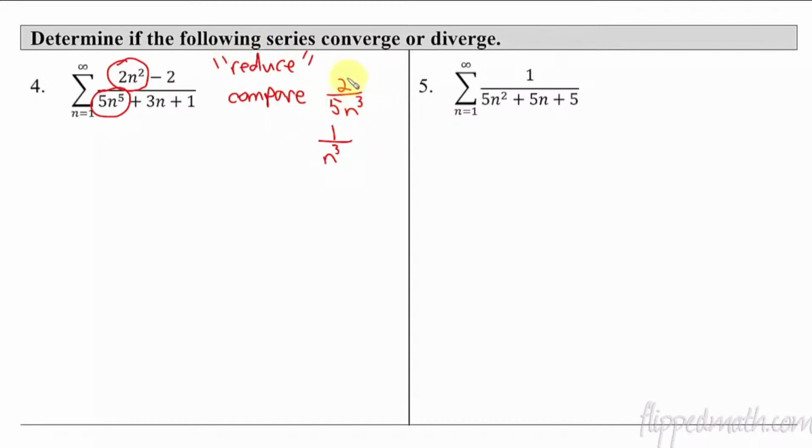And that is that you just reduce the largest terms to kind of figure out what you can compare it to. So now we have this thing, this 1 over n to the third. You could also do 2 over 5n to the third, but again, it's not necessary. You can just do this one.